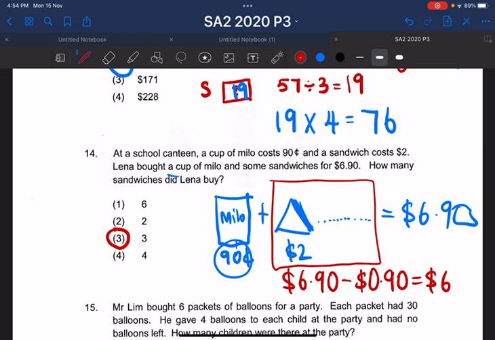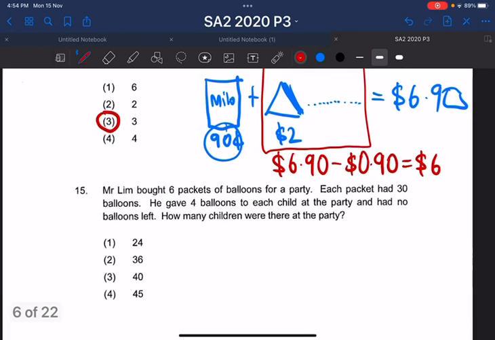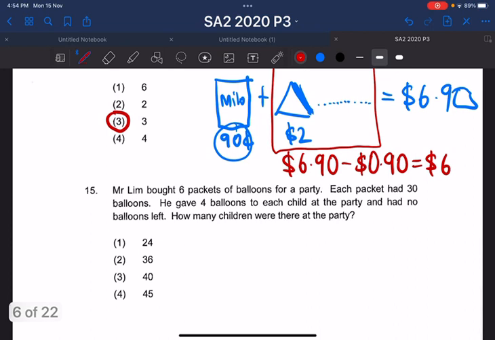Now our last question already. Question number 15. Mr. Lim bought 6 packets of balloons. Now, all of you have seen balloons put in packets before, right? Before you blow it, when you buy a packet of balloons, inside there's a lot of balloons. So 6 packets, each packet has 30 balloons. Now, when we read the story like this, we can already find out some things, right? 1 packet is 30 balloons. 6 packets will be 6 times 30. We can find out already what is the total balloons we have.